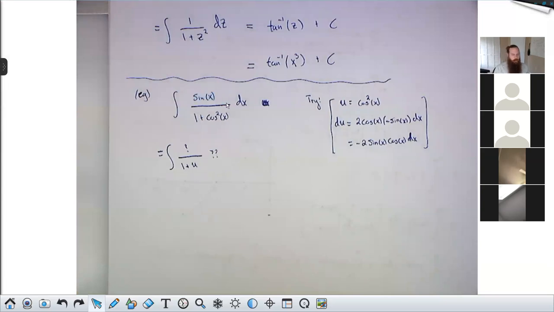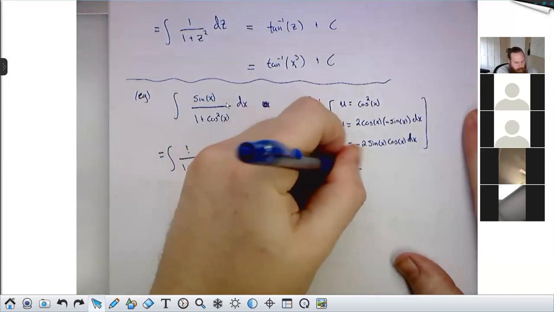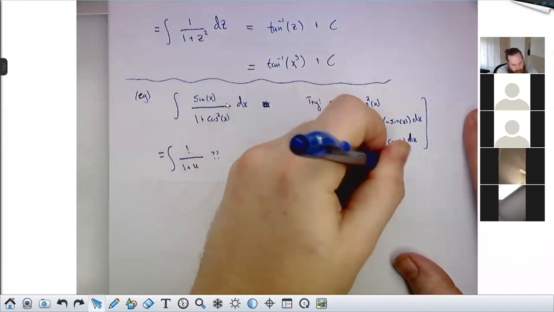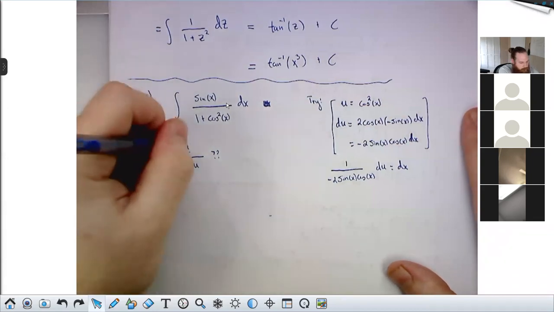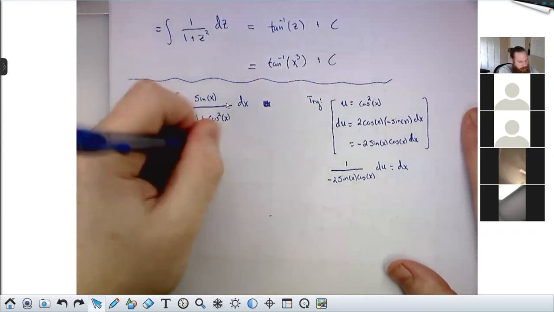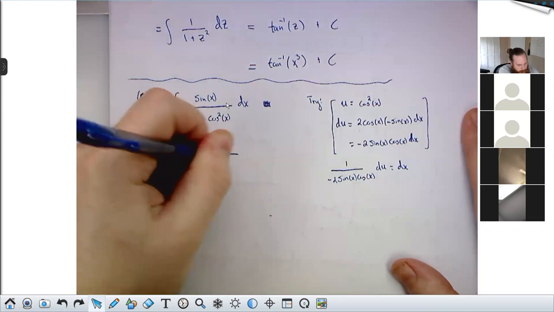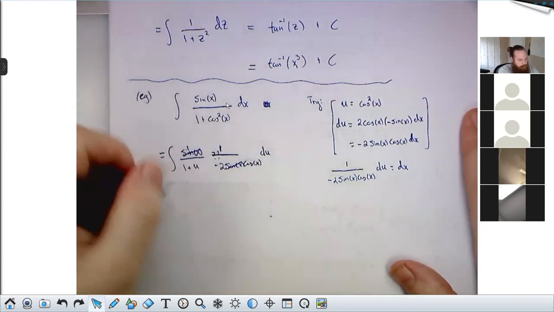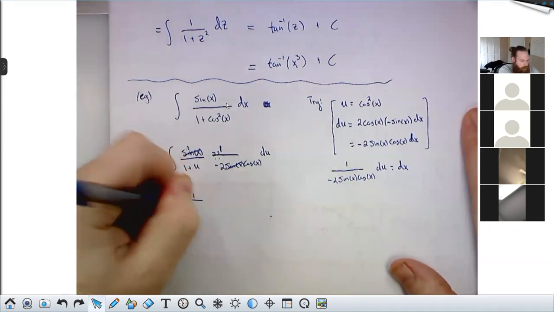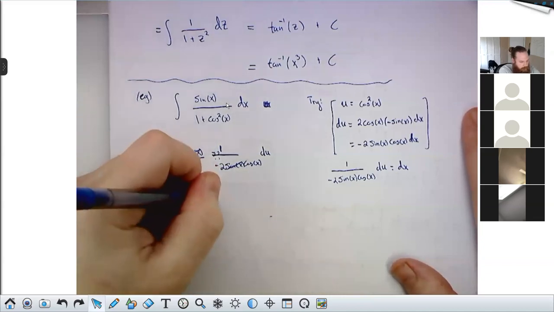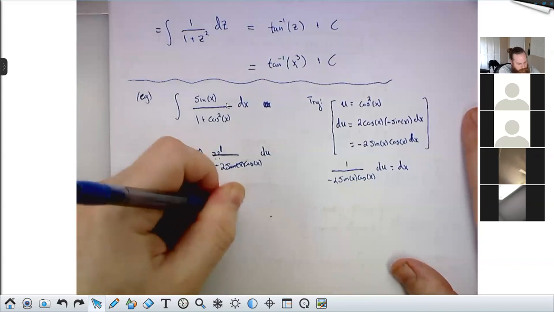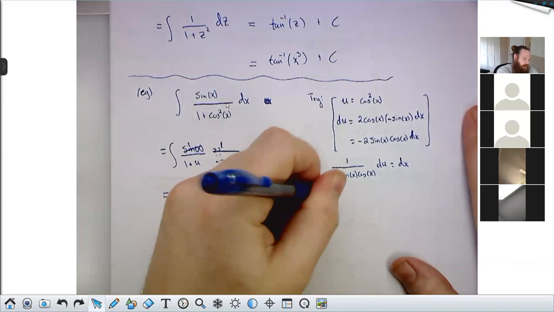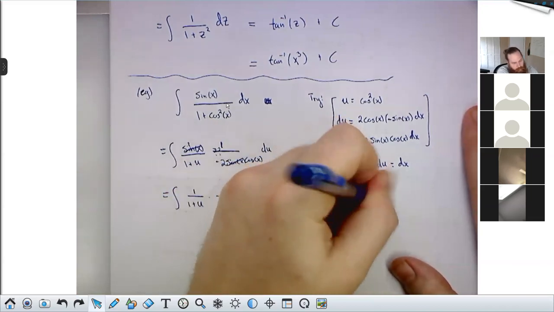I only have a sine x upstairs. If you really wanted to try and force this, then you could say, okay, 1 over negative 2 sine x cos x du is equal to dx. So when you plug in here, I'll leave the top as a sine x. I'll do this mixing variables thing that we don't want to do, times 1 over negative 2 sine x cos x du. You can cancel the sine x's and you would get 1 over 1 plus u times negative 1 over 2 cos x is still down here and then du. You see you have again this mixing of variables. Which makes me sad.